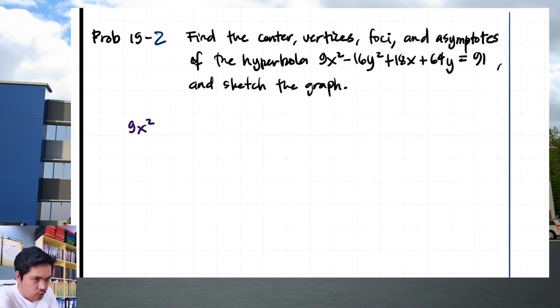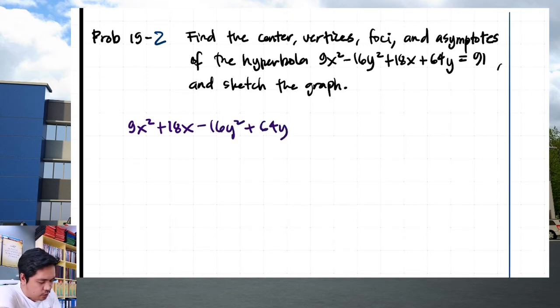So, let's group the x terms first. It's the same method we used in the ellipse. So, we'll have 9x squared plus 18x minus 16y squared plus 64y. That would be equal to 91.